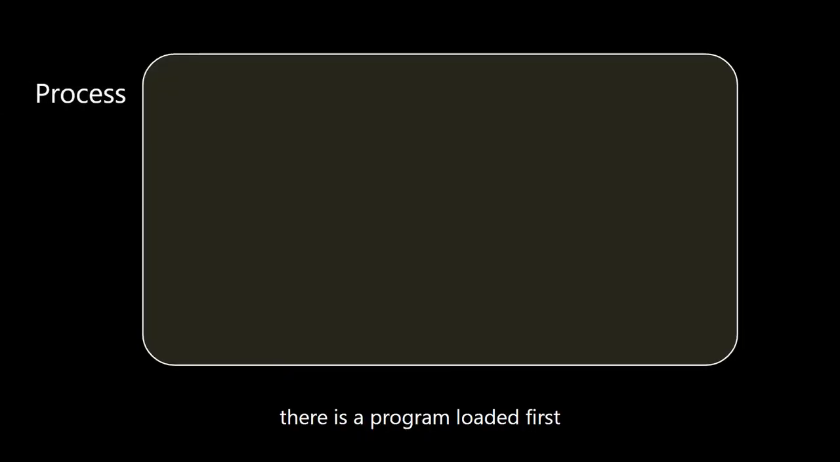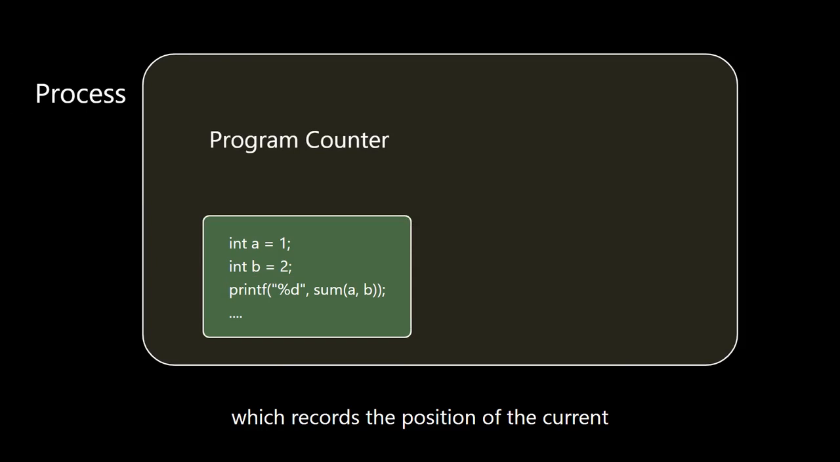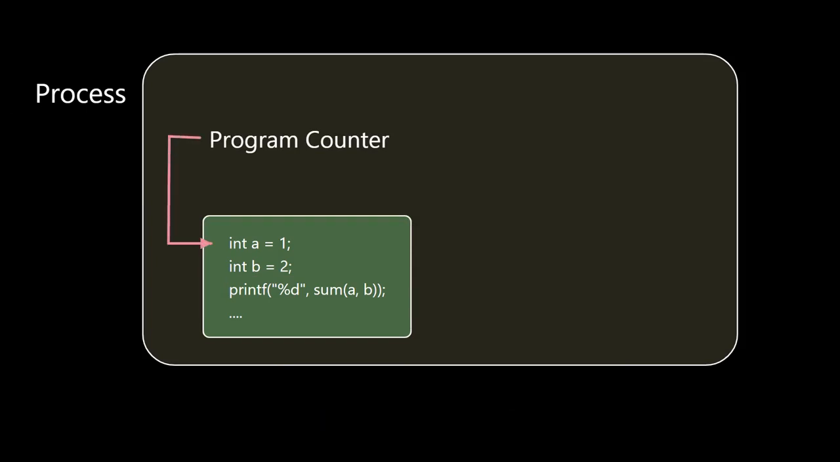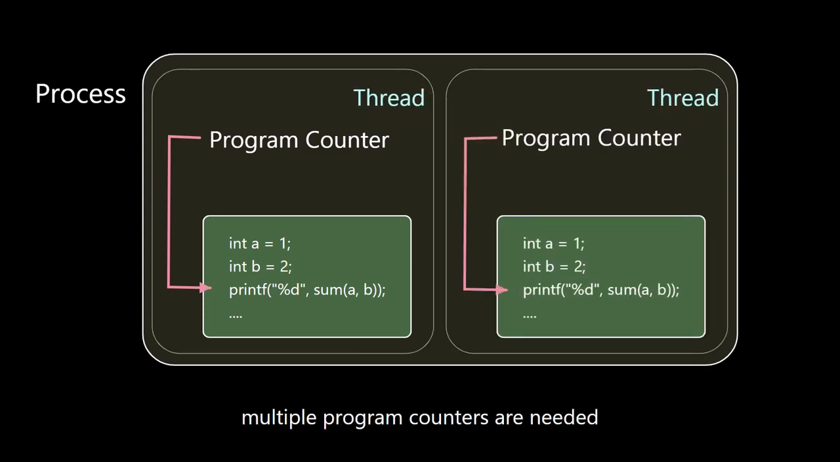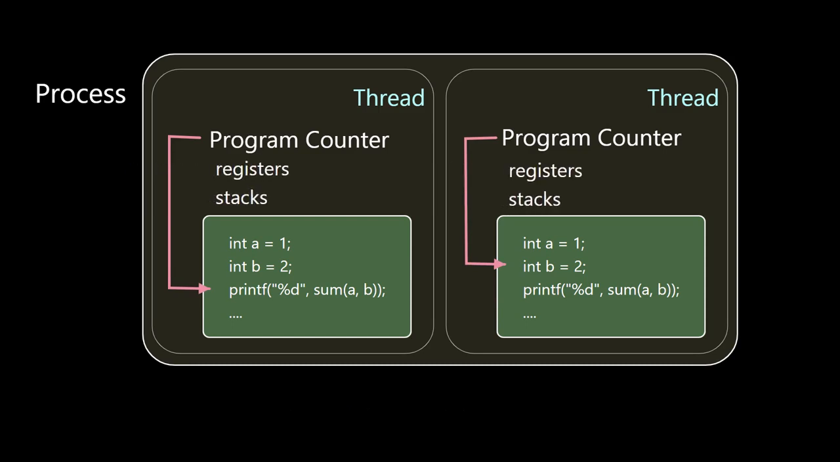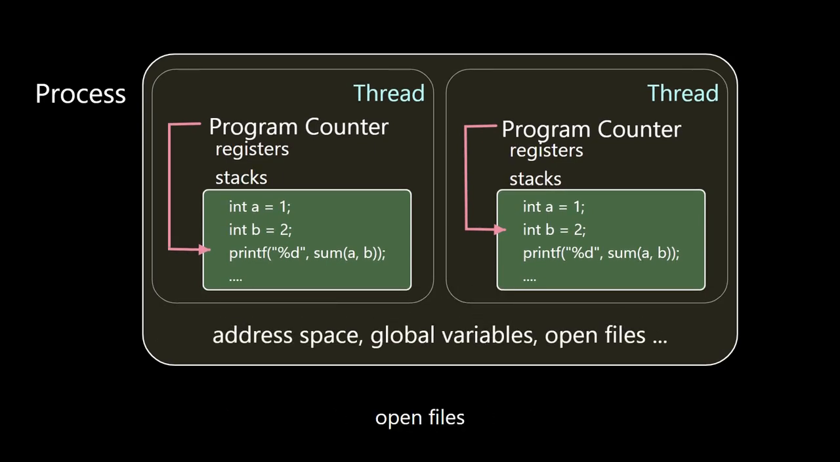For each process, there is a program loaded first. Usually there's only one program counter, which records the position of the current program execution and advances in accordance with the program sequence. An execution flow here is a thread. If there are multiple threads, multiple program counters are needed. Each thread will run independently. In addition, each thread also has status information, such as registers and stacks, while the program is running. At the same time, the information shared between threads is address space, global variables, open files, and so on.